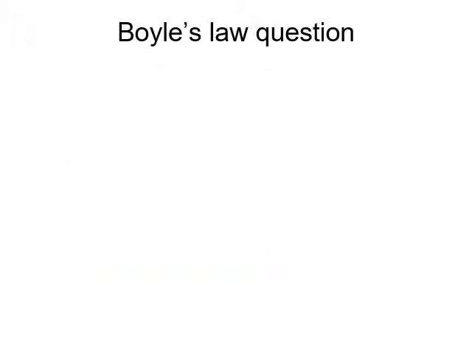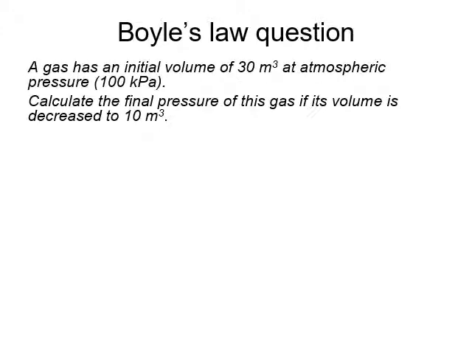Now let's use the equation we've just learned to answer a question. A gas has an initial volume of 30 meters cubed and an atmospheric pressure of 100 kilopascals. Calculate the final pressure if the volume of the gas is decreased by 10 meters cubed. Pause the video now and come back when you think you have the answer.